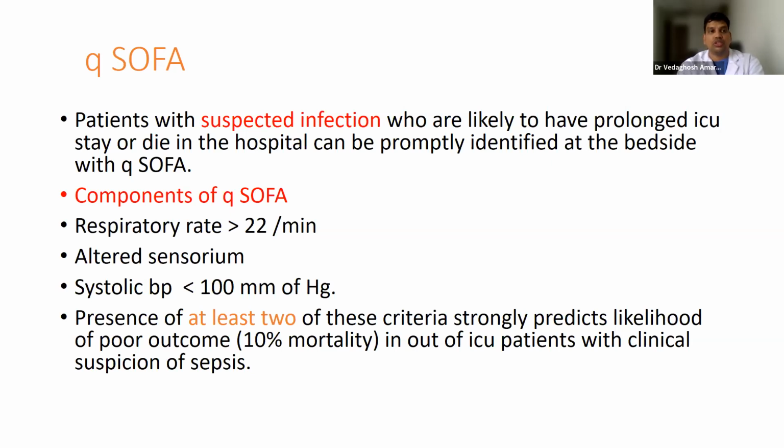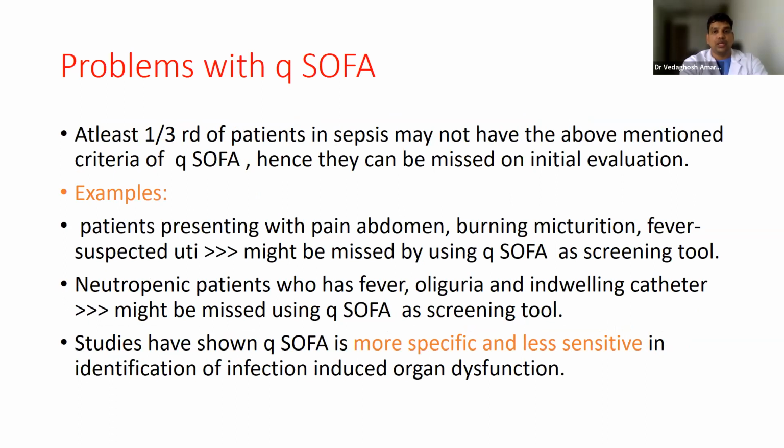But what are the problems with qSOFA? Most of the patients may not have the above-mentioned criteria, hence they can be missed on evaluation. For example, a patient might have pain abdomen, burning micturition, and suspected urinary tract infection. This can be missed by using qSOFA because they may not be tachypneic, and they may not have altered sensorium.